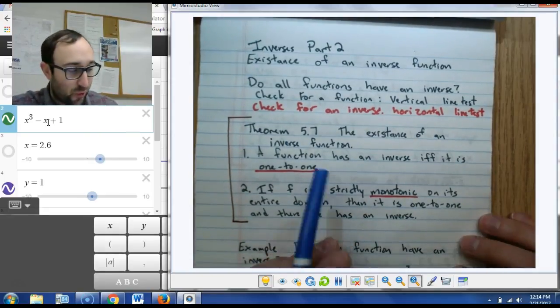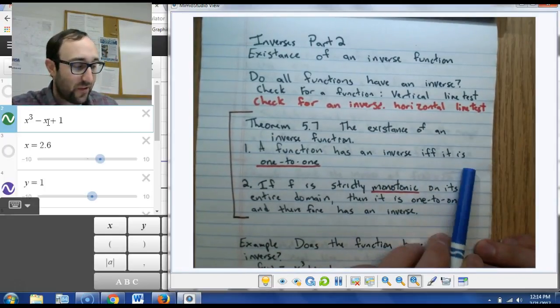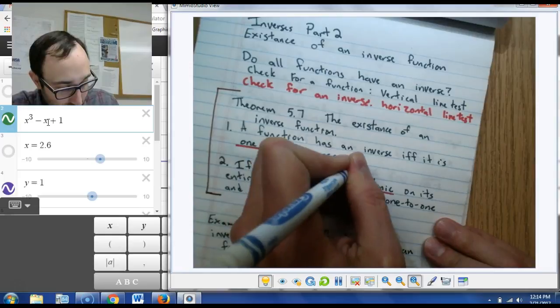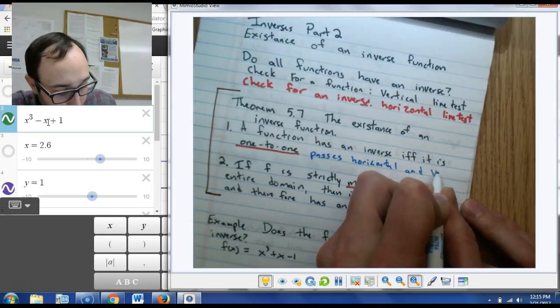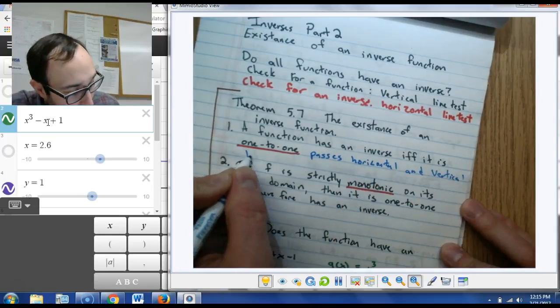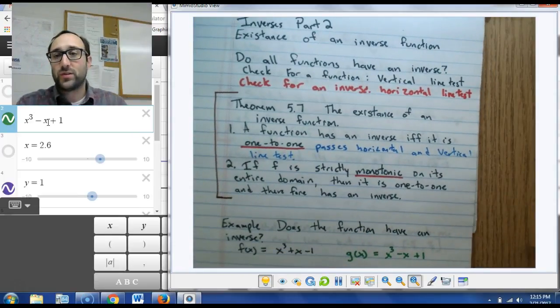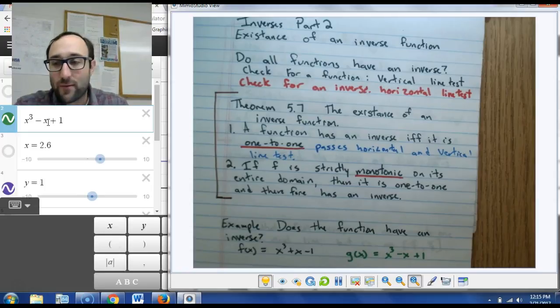Alright, good. So check for a function with the vertical line test, check for an inverse with the horizontal line test. Now let's get to Theorem 5.7, the existence of an inverse function. A function has an inverse if and only if it is 1 to 1, which means it passes both the horizontal and vertical line tests. So you get both vertical and horizontal, and if that happens, then the function has an inverse. That's one option. The other option is if f is strictly monotonic on its entire domain, then it is 1 to 1, and therefore it has an inverse.